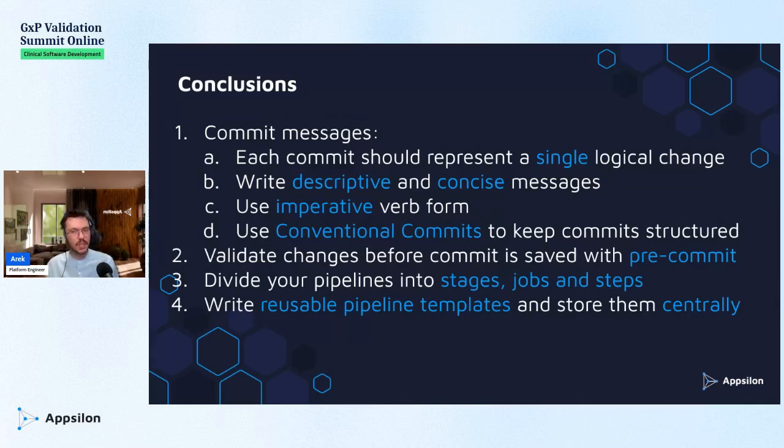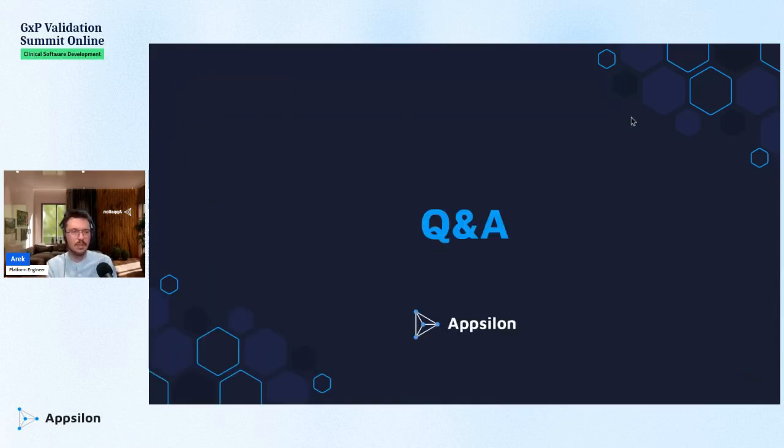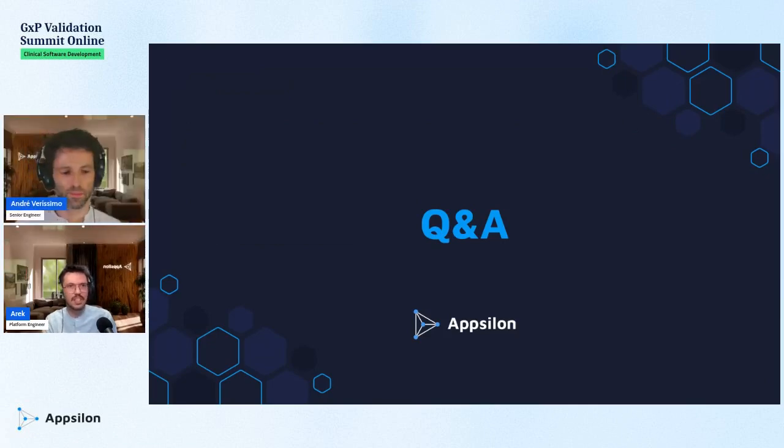Remember that you can use pre-commit to automatically validate your commit before it's saved. And in terms of pipelines, structure them with stages, jobs, and steps. And in case you need to reuse the pipelines between multiple repositories, you can keep them in a central repository and reuse them. Okay, here I have references, and I think that we can jump to the QA section if there's any question.